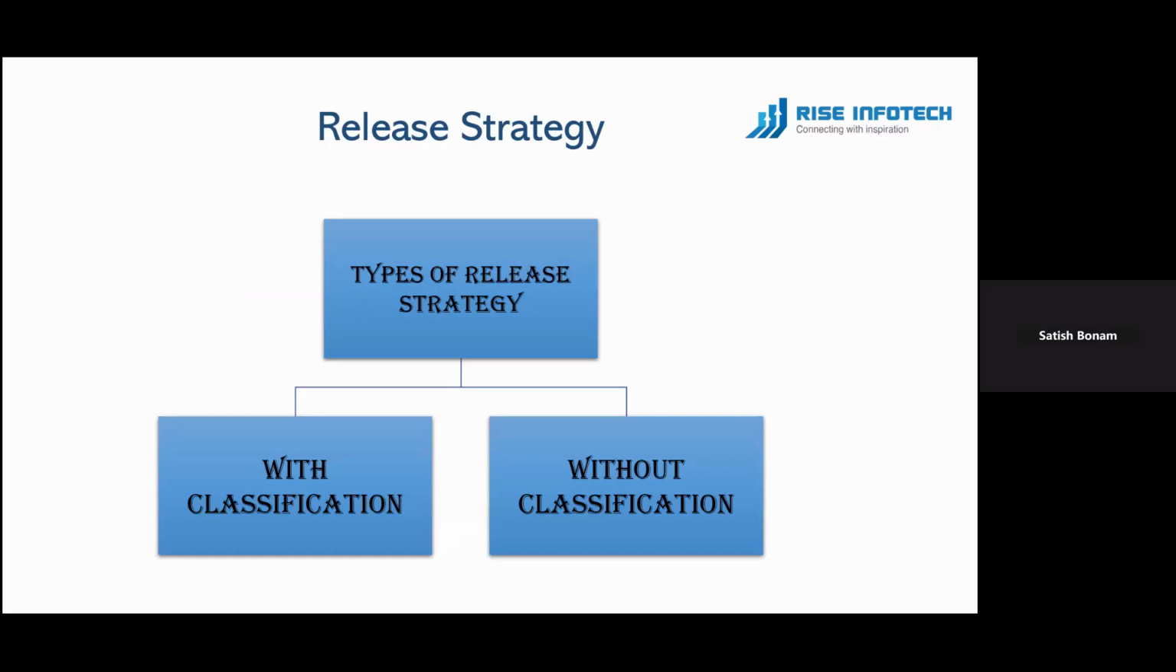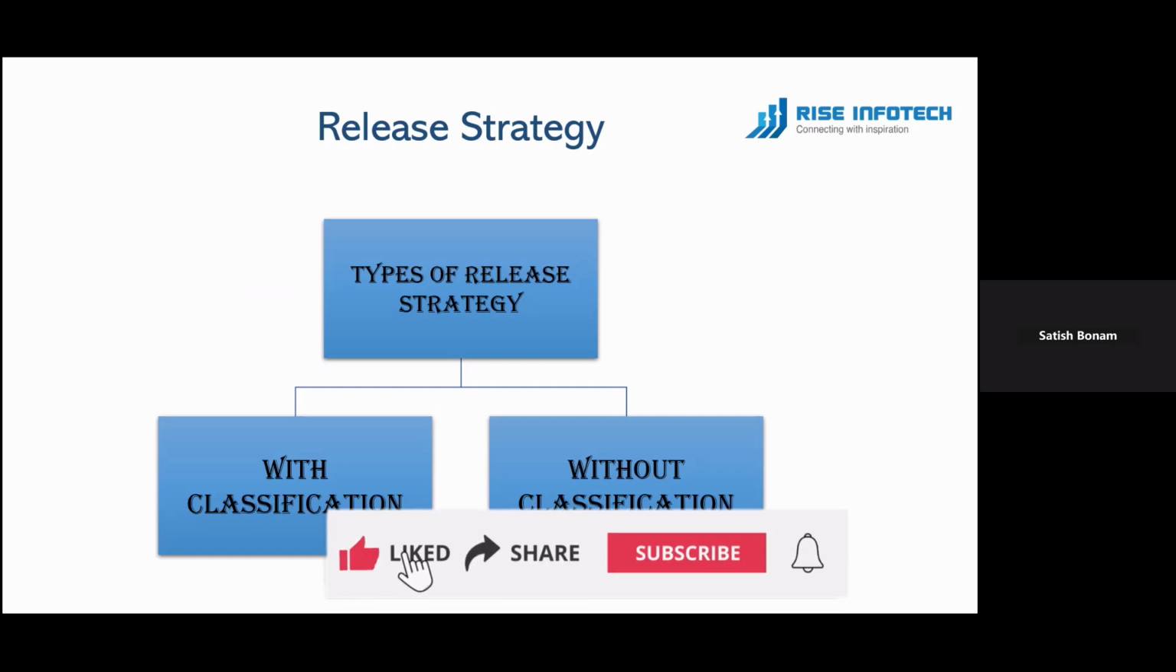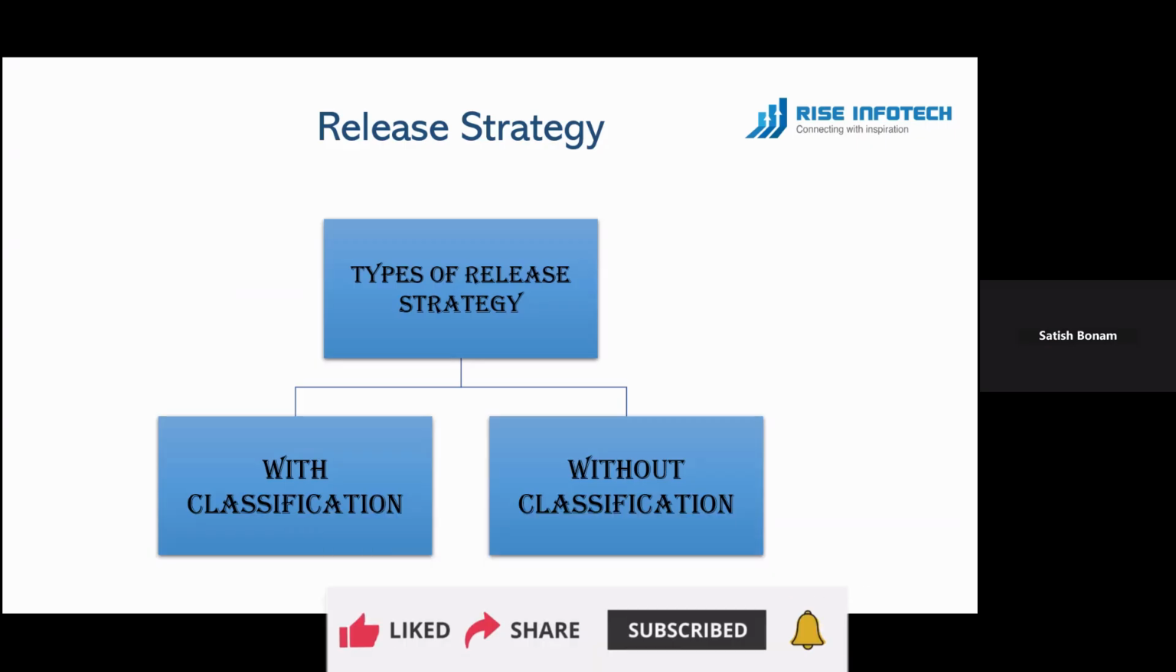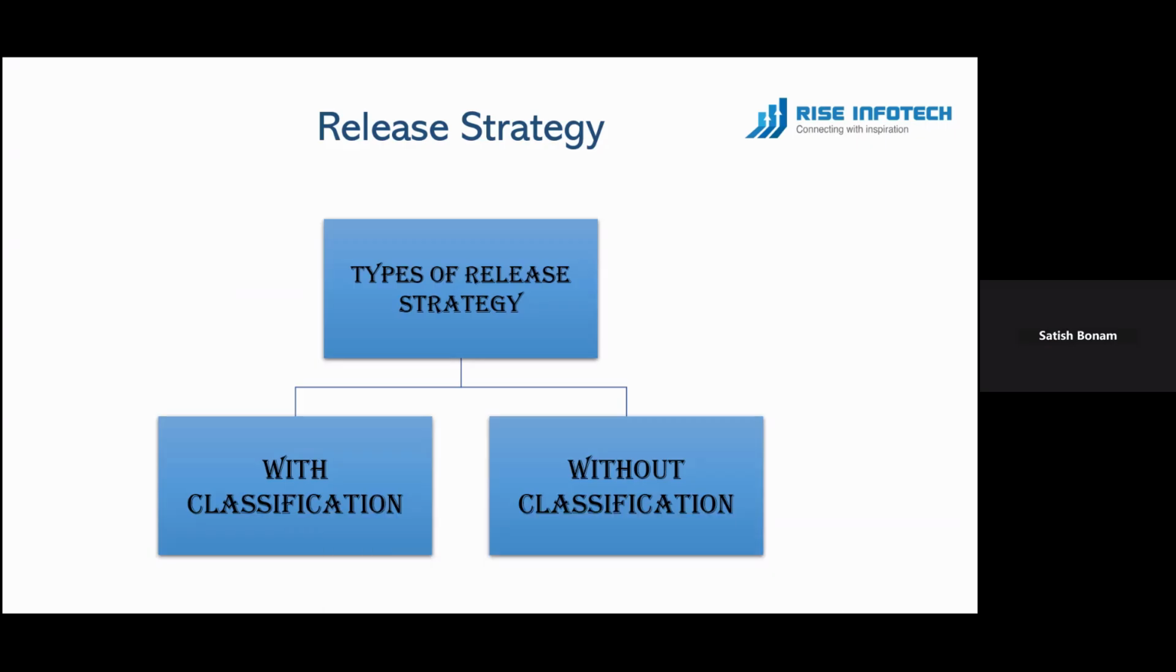In release strategy, there are two types: one is with classification and the other is without classification. With classification, release strategy can be configured for PR, PO, RFQ, contracts, and scheduling agreements. Release strategy can be set at both header and item level release. We can define characteristics like document type, purchasing group, purchasing organization, and net value. And workflow can be set up for approvals.